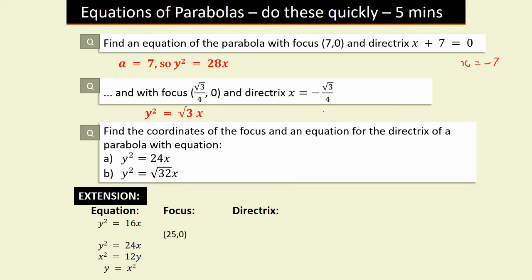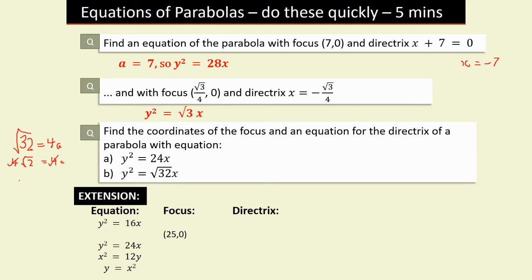For part B, we've got root 32 is 4a. Root 32 then, if I write that down, is 4a. If you're thinking about how you deal with square roots, 32 is 16 times 2. 16 can come out, leaving us with a 4 when it's had the square root done to it. 4 root 2 is 4a. So a is root 2 then, isn't it?